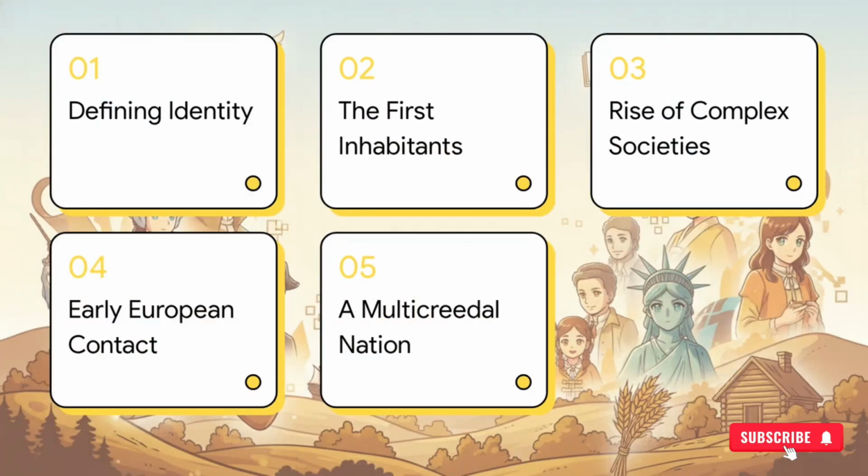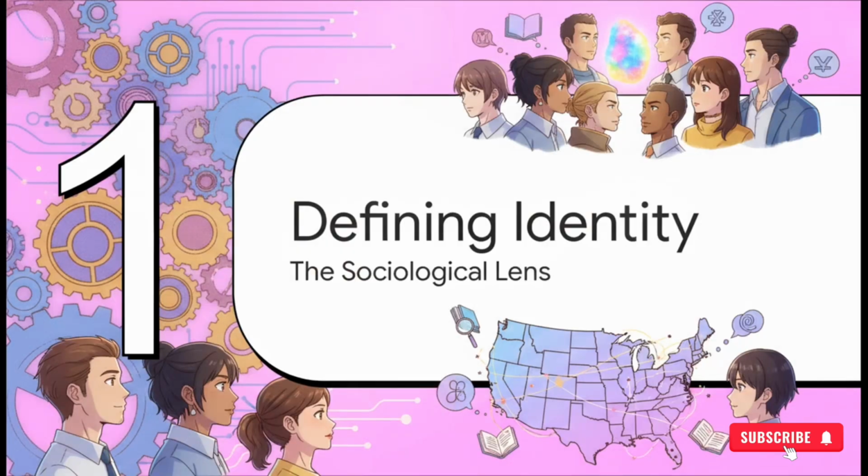To figure that out, here's our roadmap for today's explainer. We're going to cover: 1. Defining American identity, 2. The first inhabitants, 3. Rise of complex societies, 4. Early European contact, and finally, 5. A multi-creedal nation. All right, let's kick things off with Section 1, Defining American Identity.